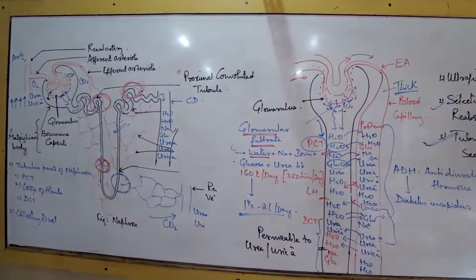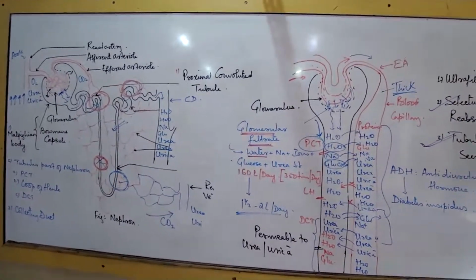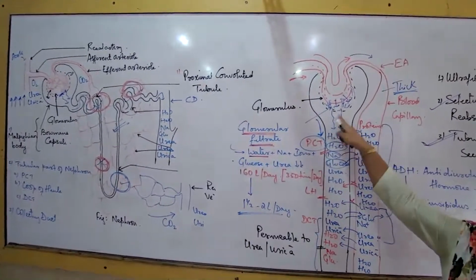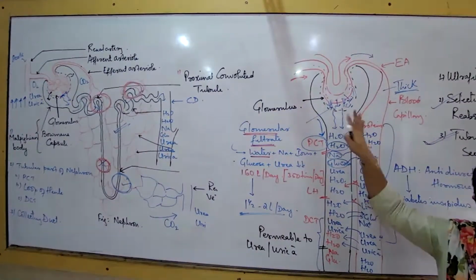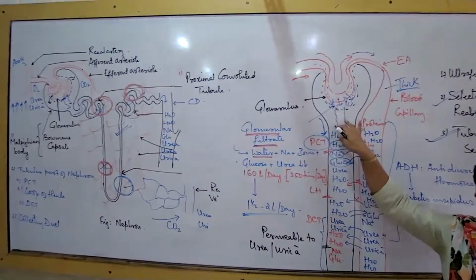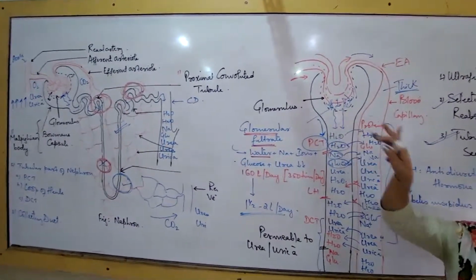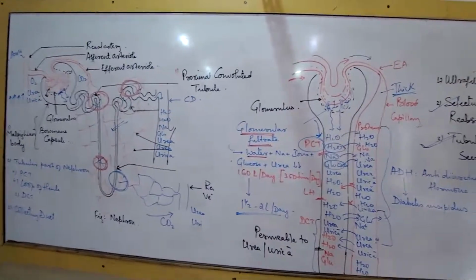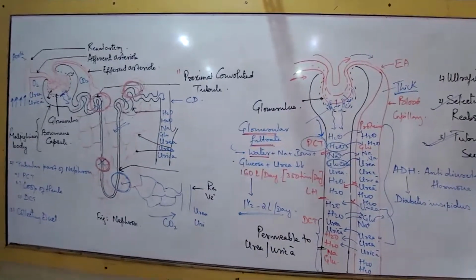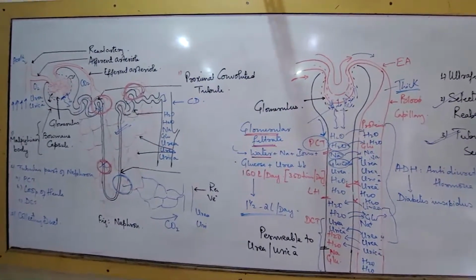So now, why can we not call this urine? Filtration has happened. Filtration is done. Now after filtration, why is this not considered urine? Because glomerular filtrate has got a very low concentration of urea, uric acid.